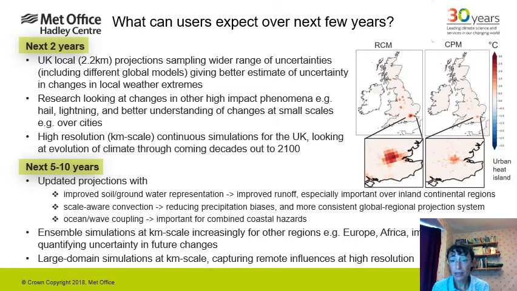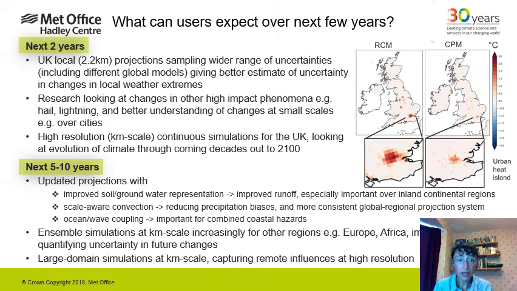This figure on the right here just illustrates how much better the urban heat island, for example, is represented in these high resolution models compared to a more traditional regional climate model. Also, we are running climate simulations now continuously at these scales, so allowing us to look at the evolution of climate through the coming decades out to 2100. So not just climate now and the climate at the end of the century, but how it's going to evolve through time between those periods.